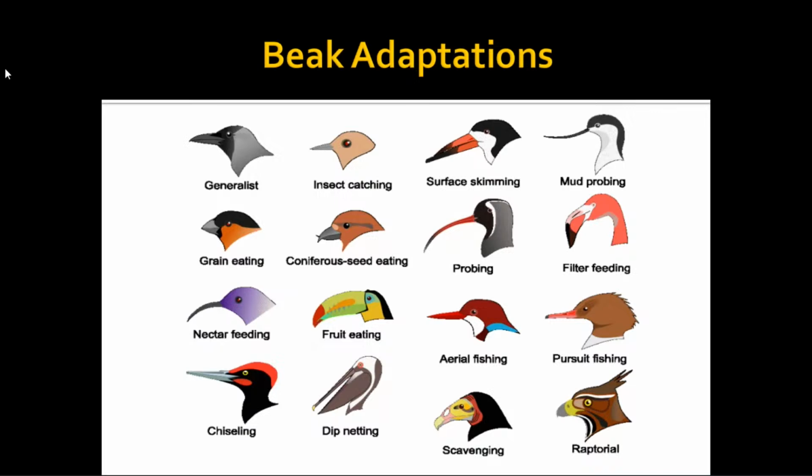Similarly, fruit eating, we have hornbills and we have barbets. The contrast is both are frugivore birds, but then you will see the beak of one bird being very small, but the beak of the hornbill being very long and large. So basically, this is to avoid competition in the canopy.